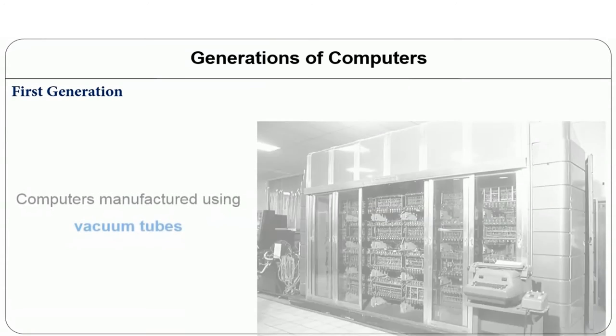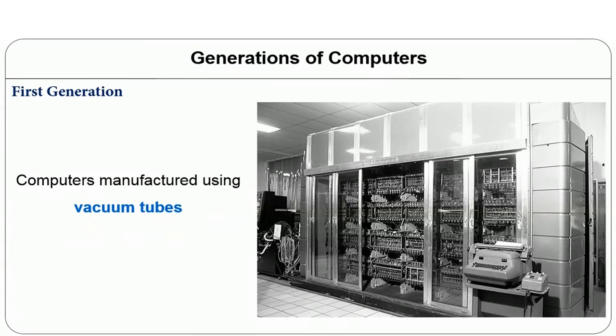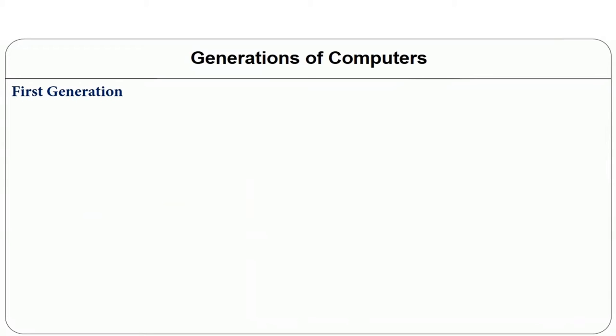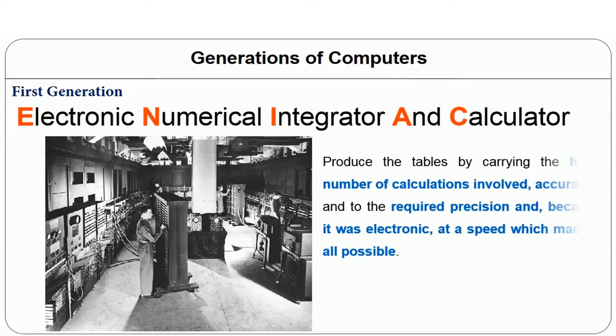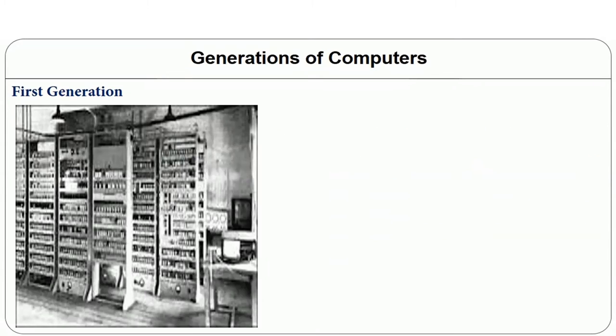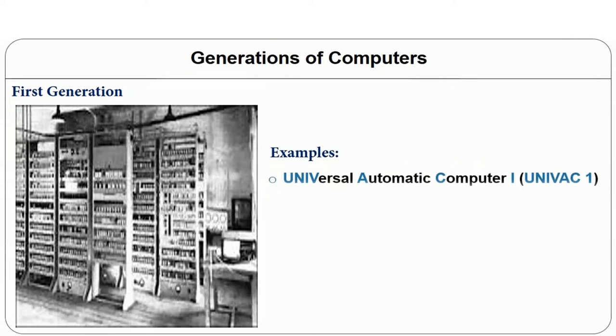First generation: the computers manufactured using vacuum tubes are called the first generation computers. Electronic Numeric Integrator and Calculator was the first such computer. It was able to produce the tables by carrying huge number of calculations involved accurately and to the required precision, and because it was electronic, at a speed which made it all possible. Universal Automatic Computer, that is UNIVAC 1, IBM 360, IBM 701 are some of the examples of first generation computers.